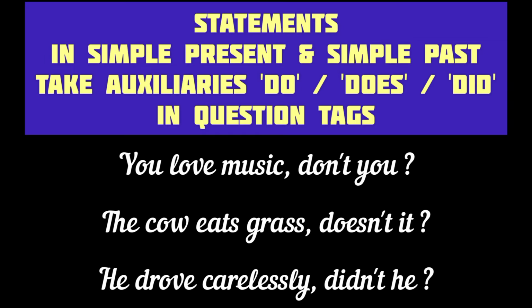In the second example, we have a positive statement, the cow eats grass, in simple present tense. So the negative question tag is doesn't it, does from simple present tense. He drove carelessly is a positive statement in simple past tense. Hence the negative question tag is didn't he, did coming from simple past tense.